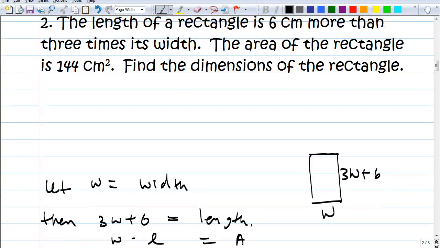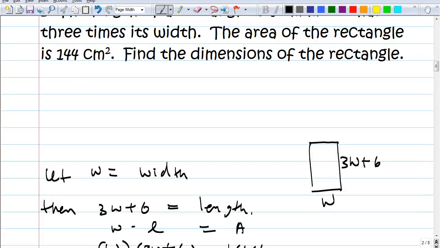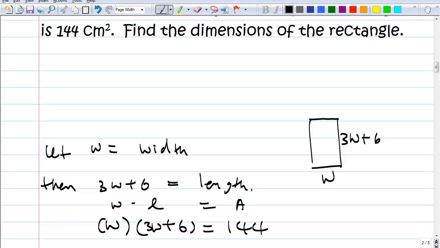How about Eunice? What do you think? W times 3W plus 6 equals 144. They told us the area. Is this easy, guys? Length times width, which is W times 3W plus 6, right? When you multiply those together, it's going to equal 144. Do you see how it's a very similar problem as before? Now all you have to do is solve.